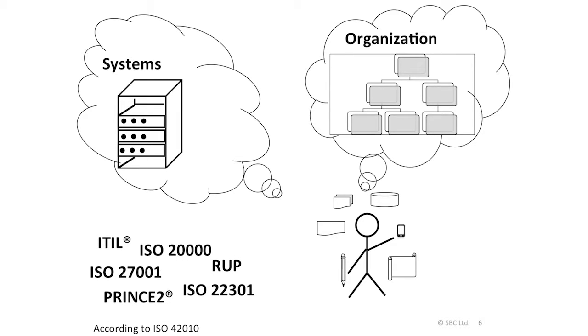Somebody will ask, why do we need enterprise architectural methodologies if we have well-known standards and best practices for IT management, like ITIL, ISO 20000, IT Service Management Systems, ISO 27001, IT Security Management Systems, ISO 22301, Business Continuity Management Systems, PRINCE2 Project Management Method, and RUP, the Rational Unified Process for Software Development?